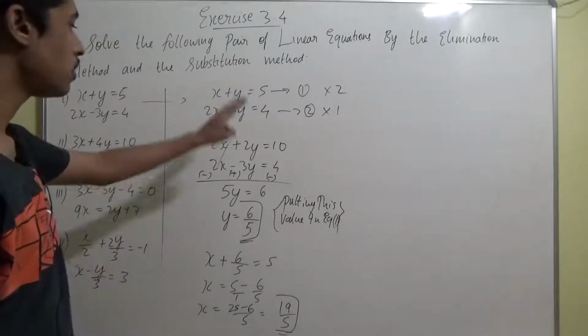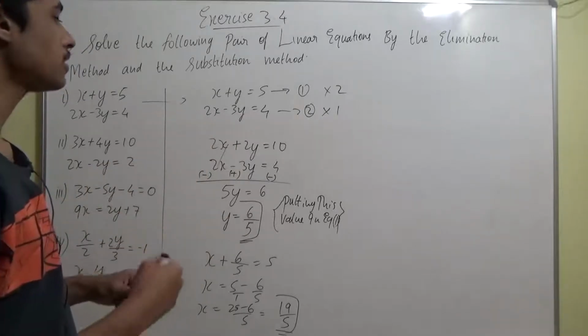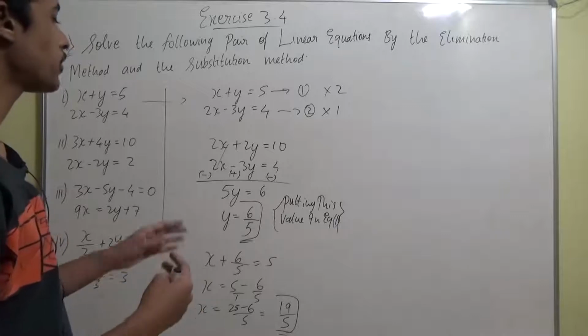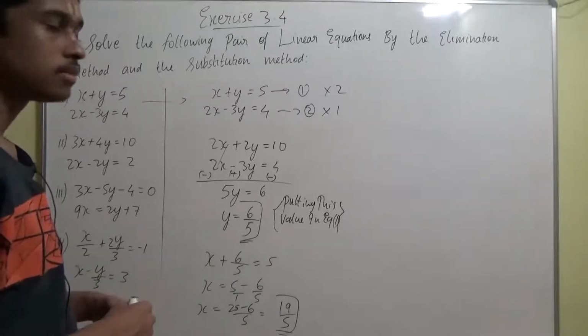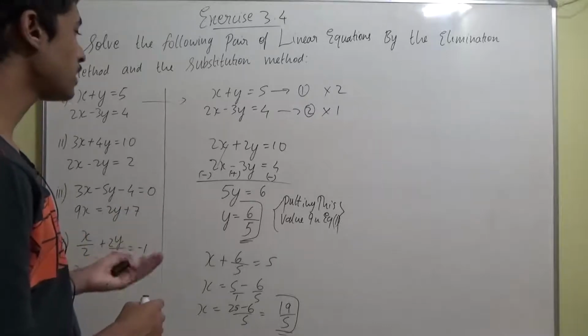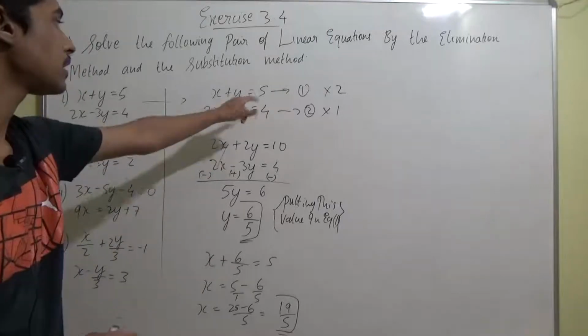Done. So we solved this using the elimination method. Now let's go to the substitution method and solve it, and let's check whether we are going to get the same values of x and y. Now how can you verify whether the x and y values which you got are correct? We have to substitute them in the equations again and verify that we are getting the RHS.